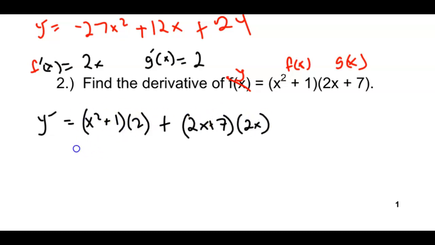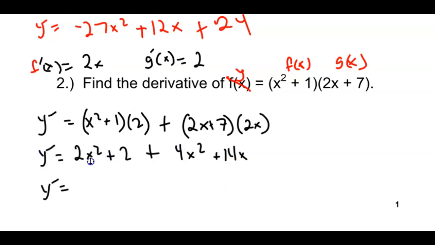So right here I distribute to get 2x squared plus 2, and right here I get 4x squared plus 14x. And then I'm going to simplify. So 2x squared plus 4x squared is 6x squared. And then I just have 14x. And then we have 2. So there is the derivative of this function here.